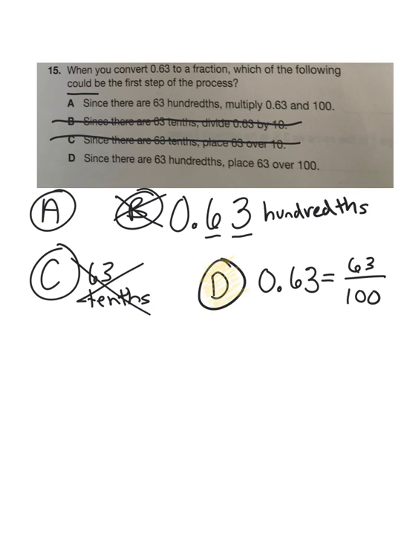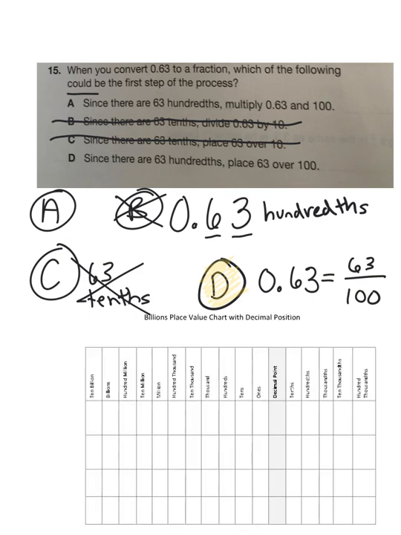And that makes sense to me because if I get my handy dandy place value chart up, I can put my digits into the place value chart. So I have no ones, decimal point, six tenths, and 3 hundredths. 63 hundredths would look like this in fraction form. So D is the correct answer.